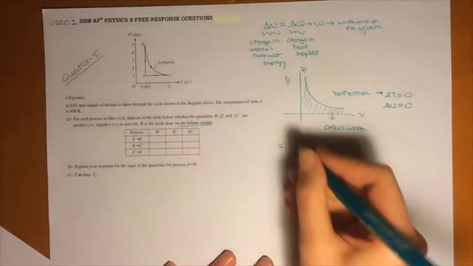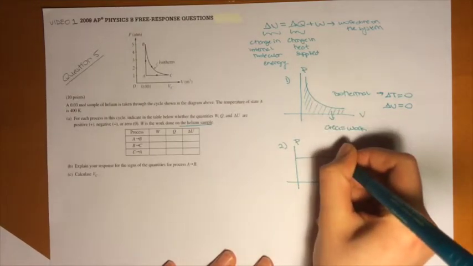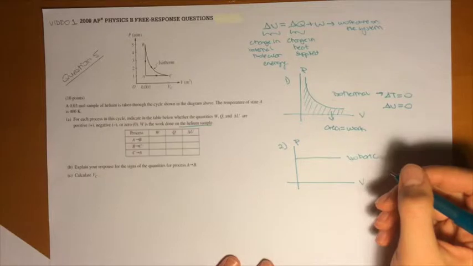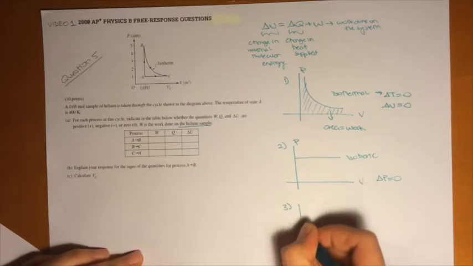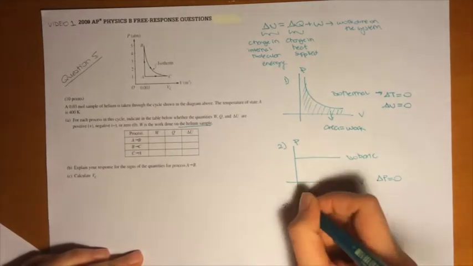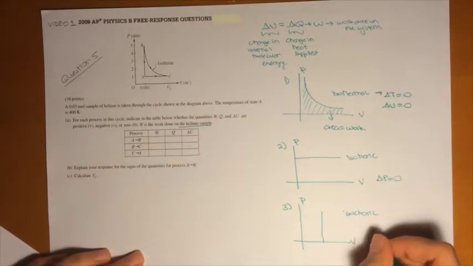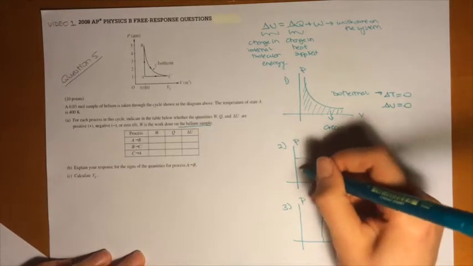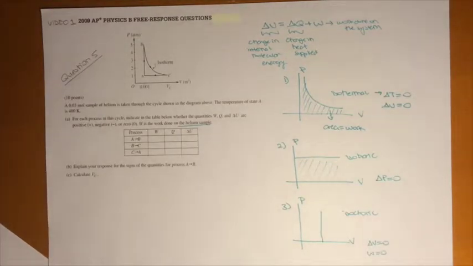The second one is the isobaric process. In an isobaric process, the pressure is constant, so delta P equals 0. The third one is the isochoric process. Here, delta V is equal to 0. And we can find the work here, but it is equal to 0, because there is no area under the curve.